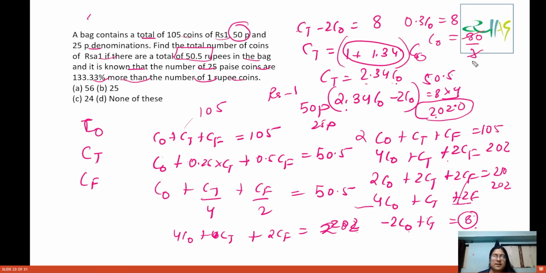So this will be what? 3 twos are 6, and this will be 20. So we have 3 6s are 18. So 26 point something is coming for us. All right, so this is our answer.